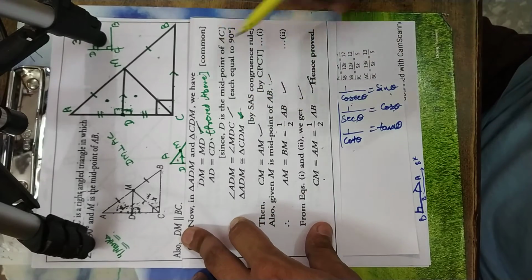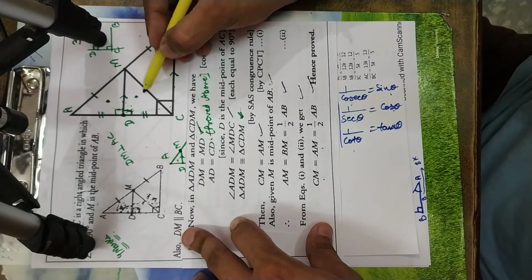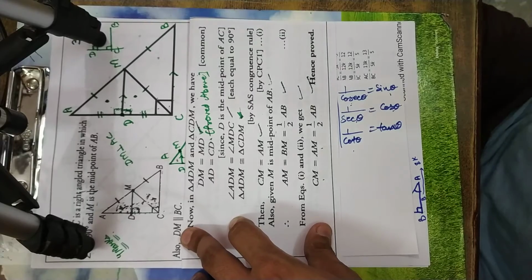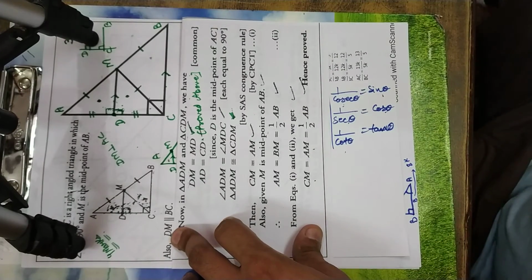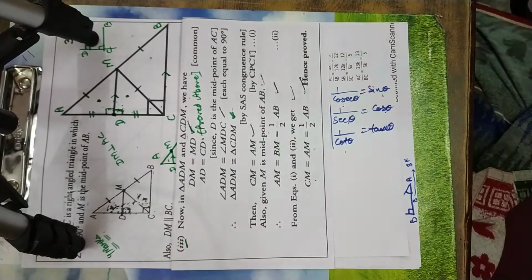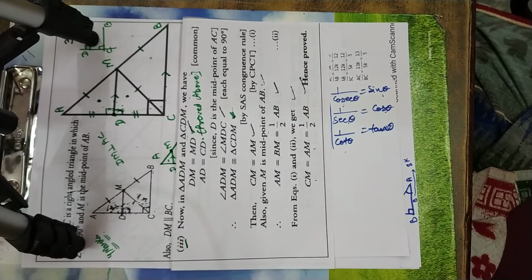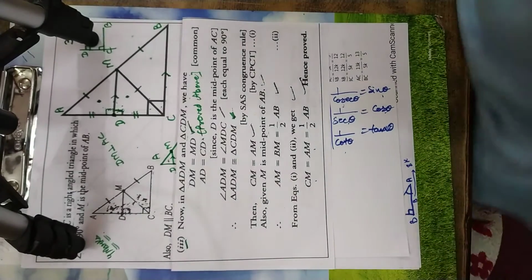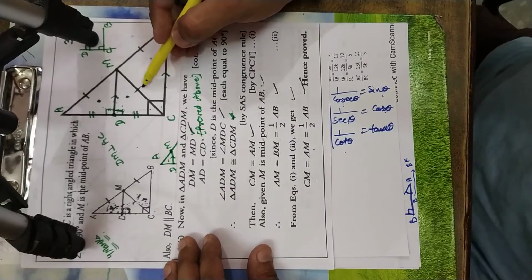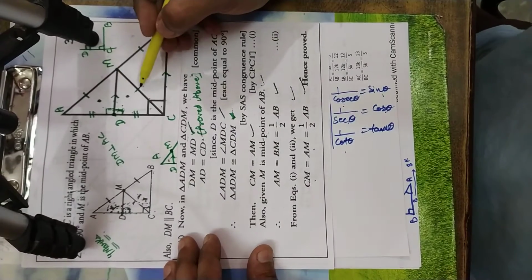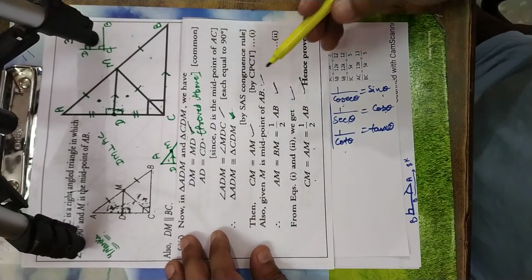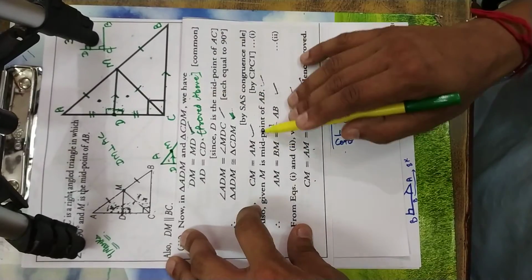If both the triangles are congruent, then I can say that the CM line equals the AM line by CPCT. By CPCT, I can say that the CM line equals the AM line.